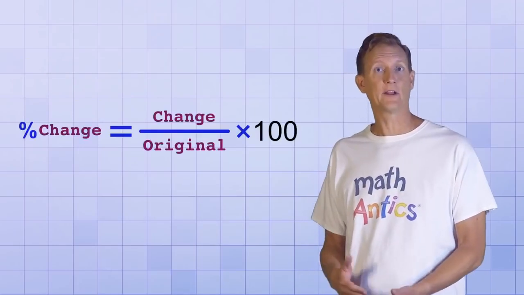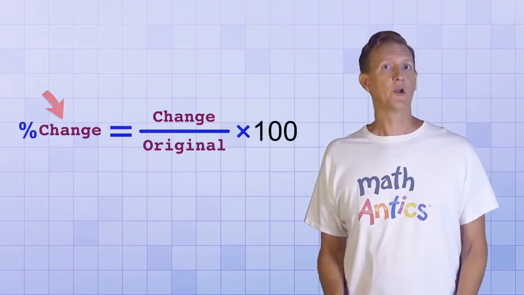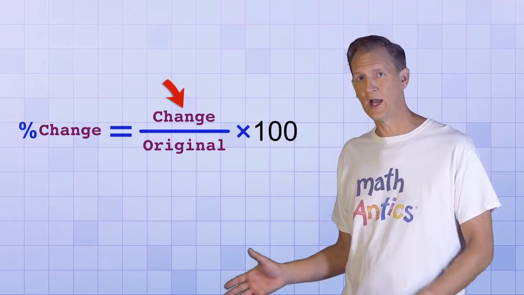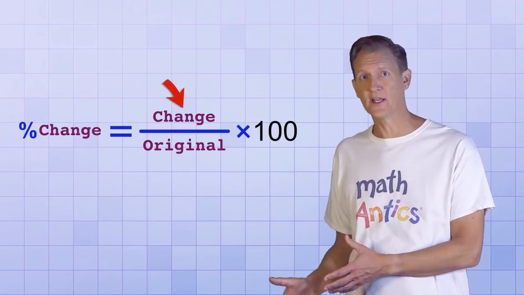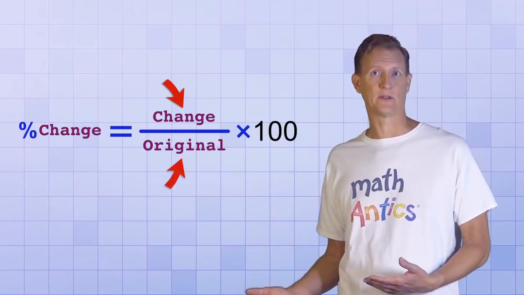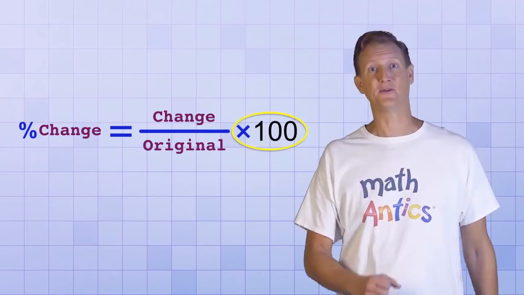So the formula for calculating percent change is simple. All you have to do is take the absolute change, or how much the amount has increased or decreased, and divide that by the original amount, and then multiply the result by 100.